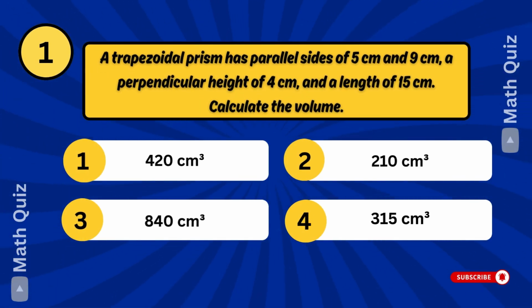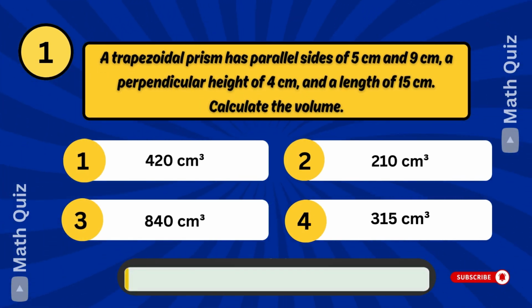A trapezoidal prism has parallel sides of 5 cm and 9 cm, a perpendicular height of 4 cm, and a length of 15 cm. Calculate the volume.